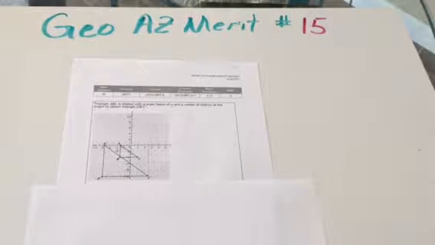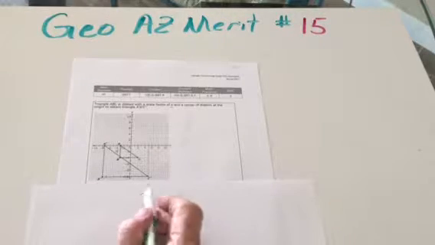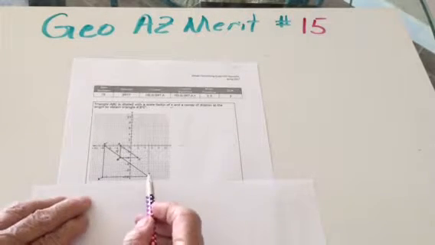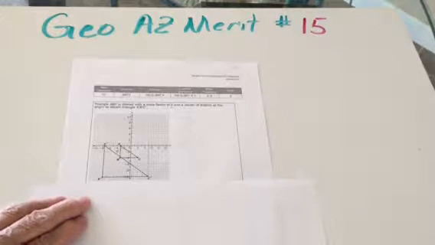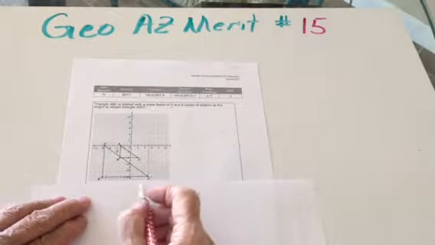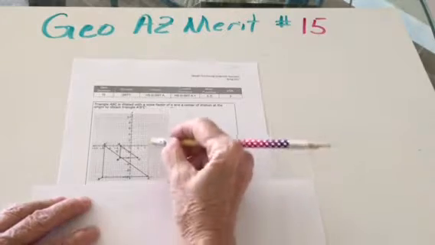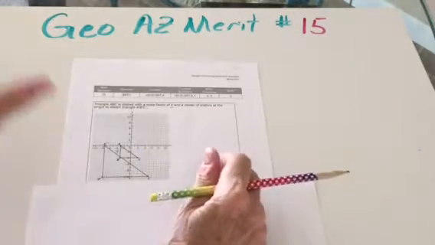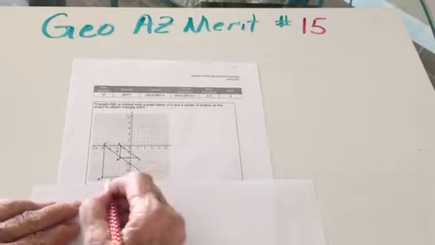In this video, we're looking at question number 15 on the geometry Arizona Merit Test. Now, this is really a very straightforward question, and I think in any other circumstance, you guys would have no problem solving this whatsoever. The problem that I see on this is that these lines are so small that it's hard to count.